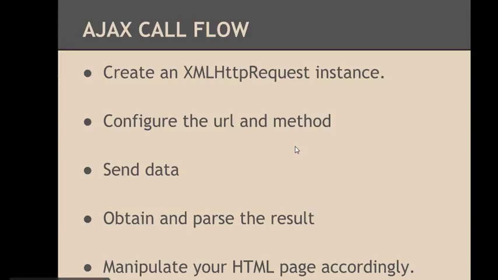So a basic AJAX call flow goes like that. You create an XMLHttpRequest instance, you configure the URL and the HTTP method, GET, POST, etc. Send the real data. After that, obtain and parse the result. If you are getting a JSON, you need to parse the result accordingly and put this data somewhere in your HTML page. That's all.